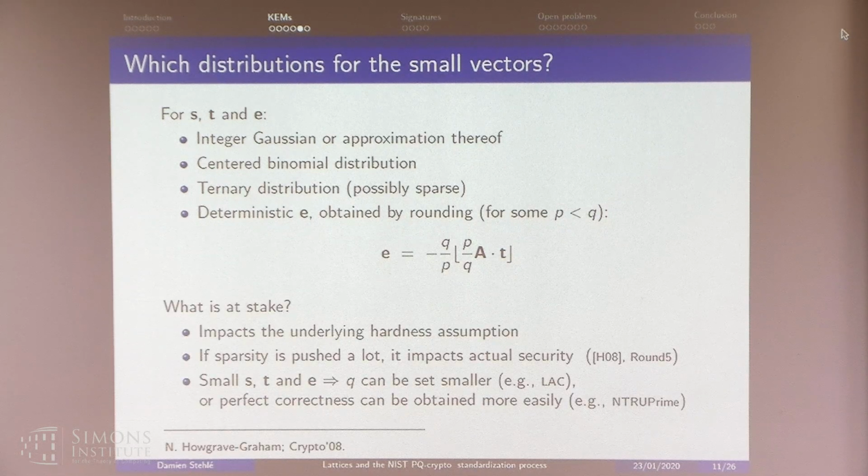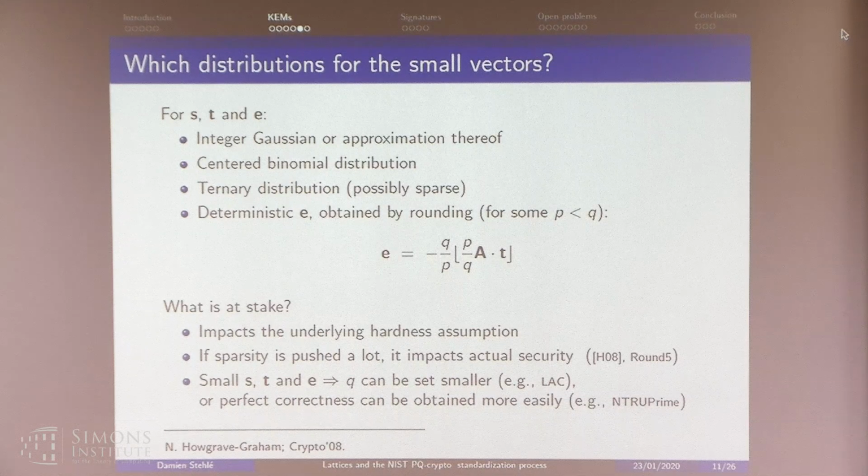So what is at stake when you do this? That impacts the underlying hardness assumption. If sparsity is pushed a lot, that actually impacts security. So you end up with other attacks like the hybrid attack of Howgrave-Graham presented on NTRU, but it extends to the schemes. So for example, in the Round5 submission, the hybrid attack is something that matters.